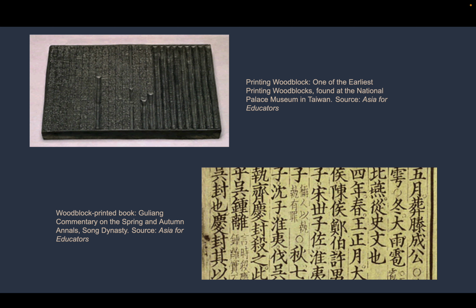Here are some examples of woodblock printing. In the top left of the screen, you can see a printing woodblock, and on the bottom right of the screen, you can see an example of how the woodblock printing looked on paper. This specific one and the printer were both found at the National Palace Museum in Taiwan, from Asia for Educators.